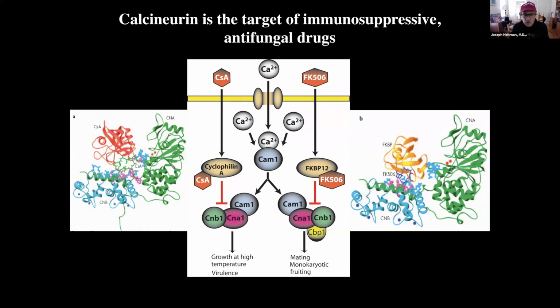These are natural products that have come to prominence because they're used as immunosuppressive drugs in transplant recipients. They also have extremely potent antifungal activity, and we've been focusing on that in our studies. We know a lot about the structures of these complexes.